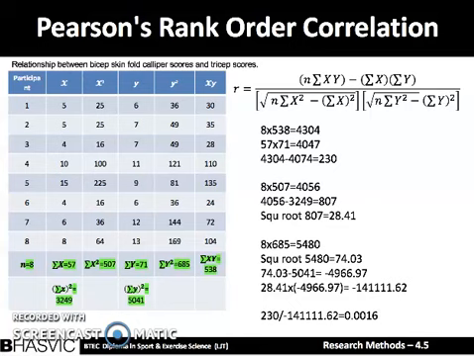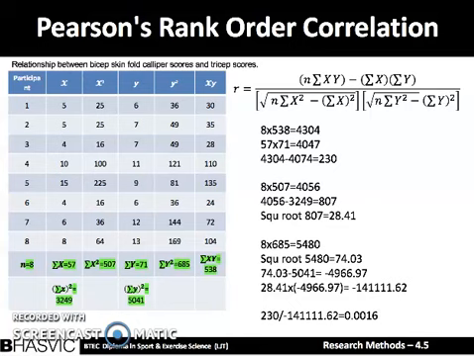And then obviously you do the top half divided by the bottom half. So that would be 230 divided by 141,111.62, the number that we just achieved, and that results in a total of 0.0016, which is your final answer for R.